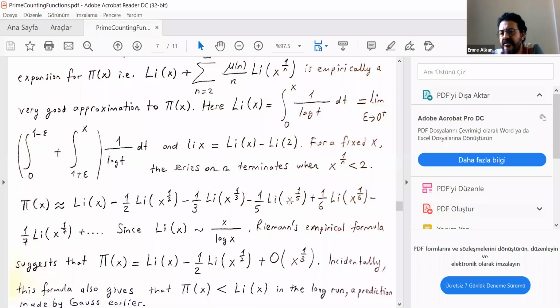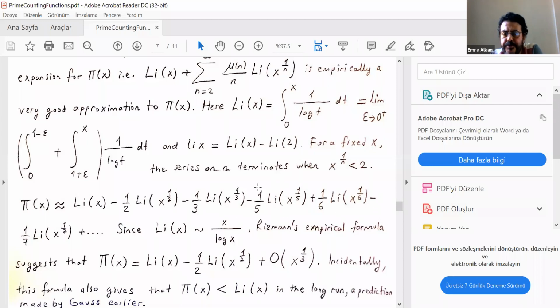So this is less than x to the 1 over 5, definitely. All the other terms are less than x to the 1 over 5. There are logarithmically many, so that's good. So all of them are smaller than x to the 1 over 3. This itself is smaller than x to the 1 over 3.